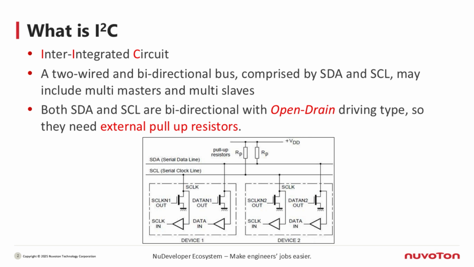Because both SDA and SCL use an open drain structure, you must add pull-up resistors. These resistors pull the lines back to a high level whenever no device is actively driving the line low. So in summary, I2C is a two-wire, bidirectional communication protocol that uses open drain outputs with pull-up resistors, allowing multiple ICs to share the same data and clock lines for communication.